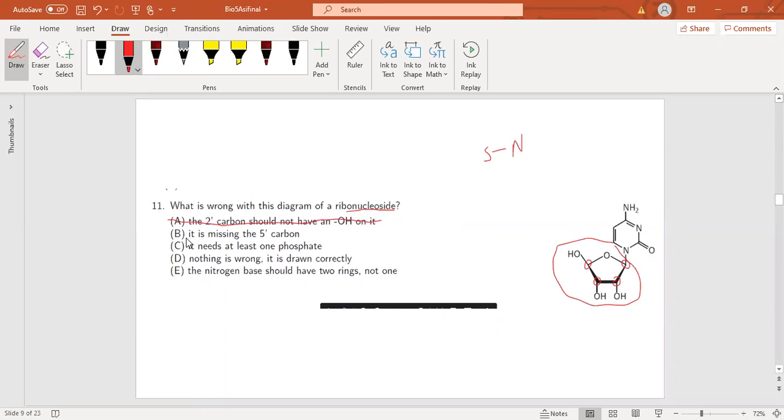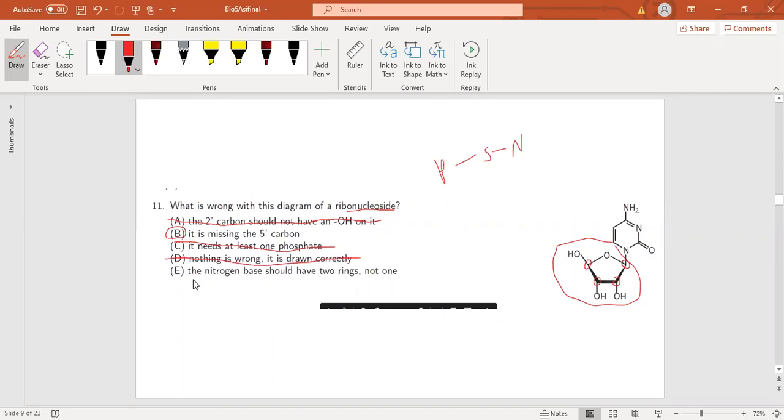11B is asking if it is missing the 5' carbon. Well, we do see we only have 4 carbons, and a nucleoside eventually becomes a nucleotide by having the phosphate attached to the 5' carbon over here, right? So we are missing a 5' carbon. So let's take B as correct for now. Let's move on to C. It needs at least 1 phosphate. Well, if it had a phosphate, it would be called nucleotide, not nucleoside. So we'll take that out. D, nothing is wrong. Well, we do see that a ribose has 5 carbons and this one only has 4. So something is definitely wrong.